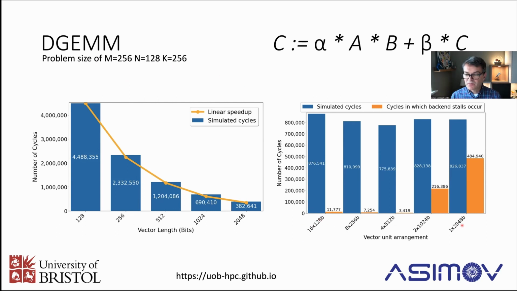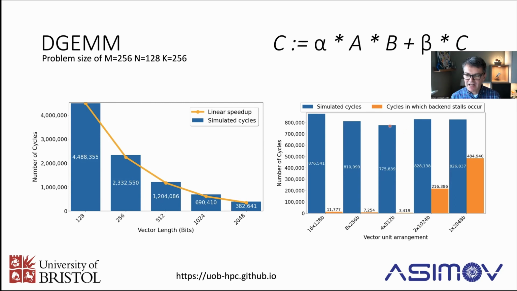And then on the x-axis, we're showing what the vector configuration was for this simulation. So, for example, on the left column, we've got 16 vector units, and they're 128 bits wide each. Then we've got 8 units of 256 bits each, 4 of 512, 2 of 1024 bits, or just one vector unit that's 2048 bits wide. And you can see the total cycle count is roughly the same. It does vary a little bit.